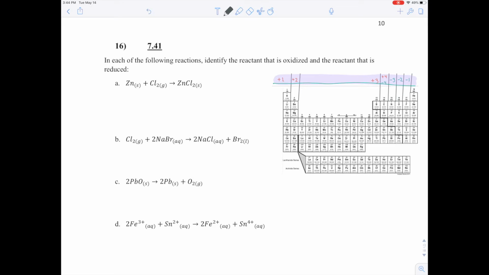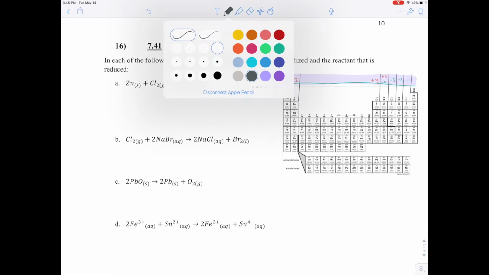Chapter 7, question 16 is asking, in each of the following reactions, identify the reactant that is oxidized and the reactant that is reduced. So there are a couple things to unpack here.